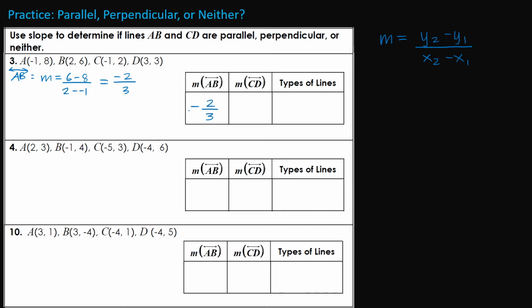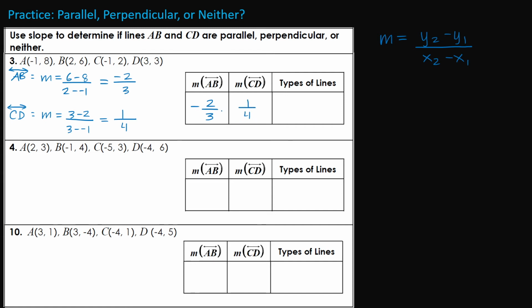And now let's compare it to the slope of line CD. So line CD, if we're looking at points C and D, we're subtracting our y values. That would be 3 minus 2 divided by 3 minus negative 1. And that's going to be 3 minus 2 is 1, 3 plus 1 is 4. So the slope of line CD is 1/4.